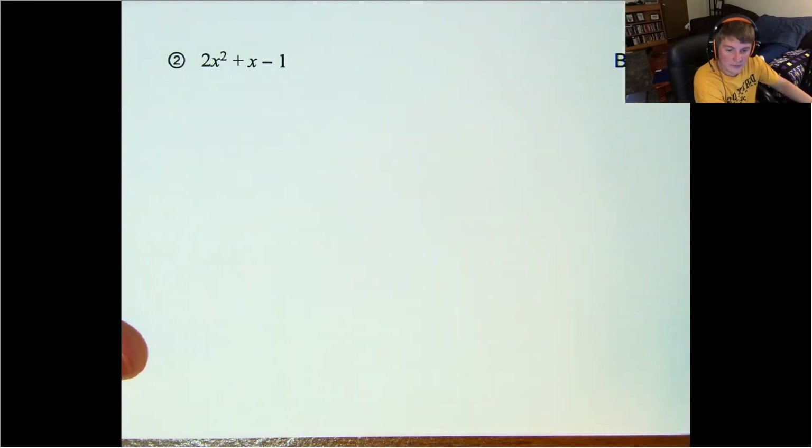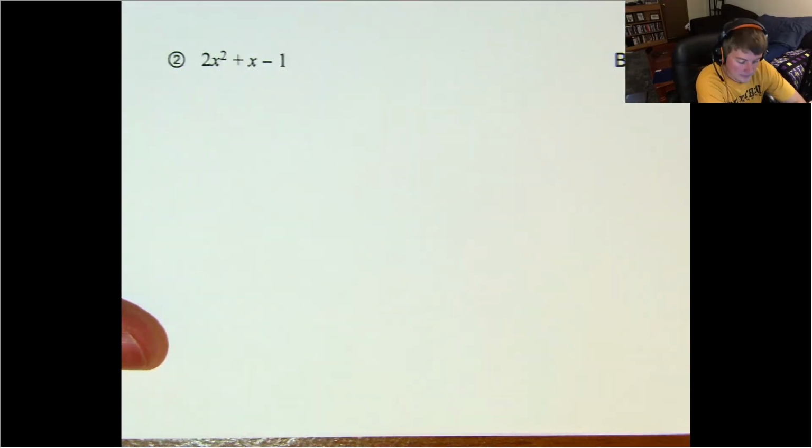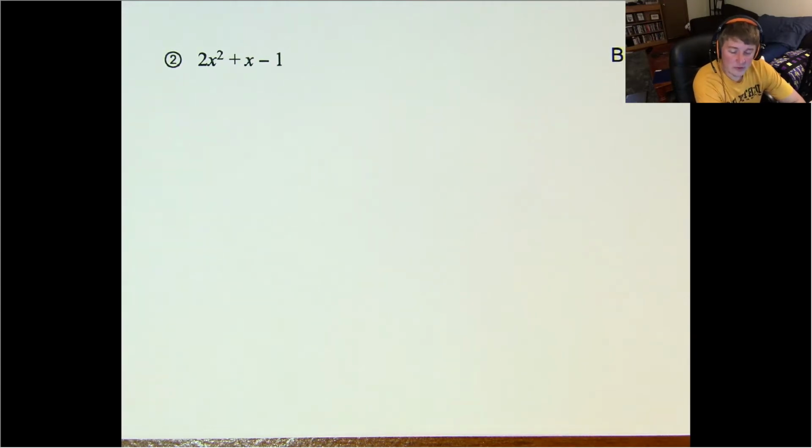Okay, let's go ahead and go to 2. So this one here, we're going to check first for greatest common factor. So I'm looking at 2, 1, and negative 1. I'm looking for the largest value that divides evenly out of all of those. As I'm looking at this, I have pretty small numbers. I have 1 and negative 1 here. So I think our largest value is just going to be 1. So there's no greatest common factor here.